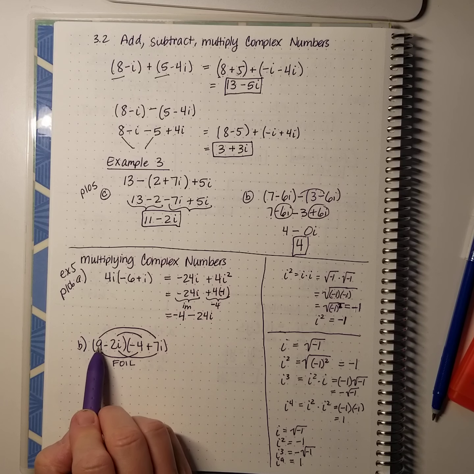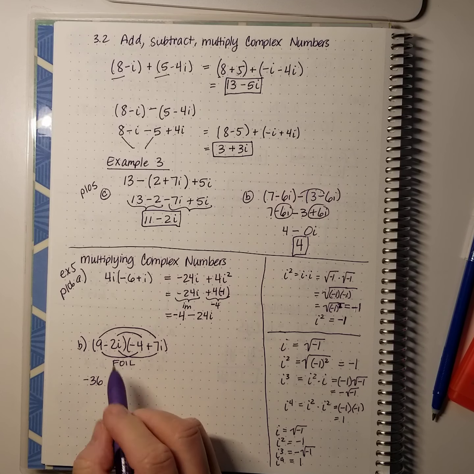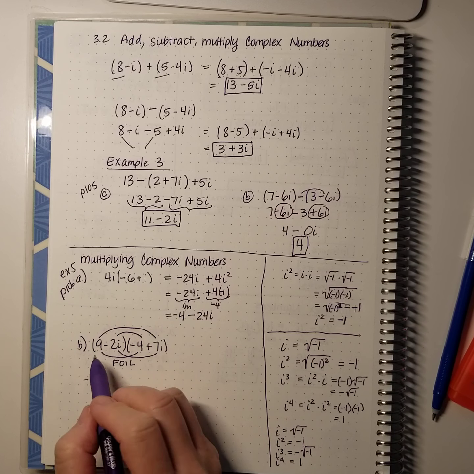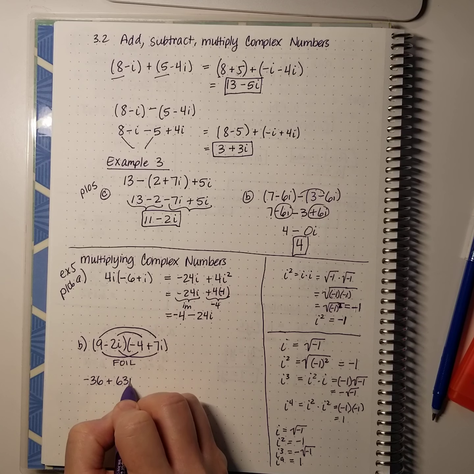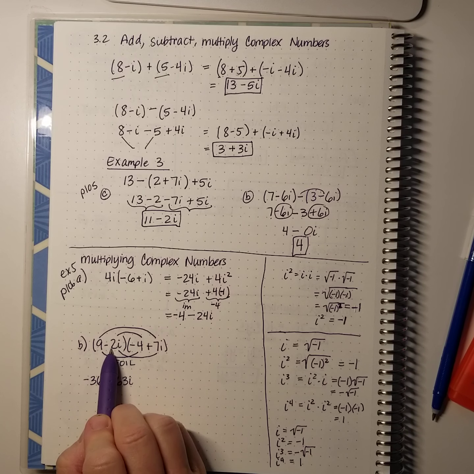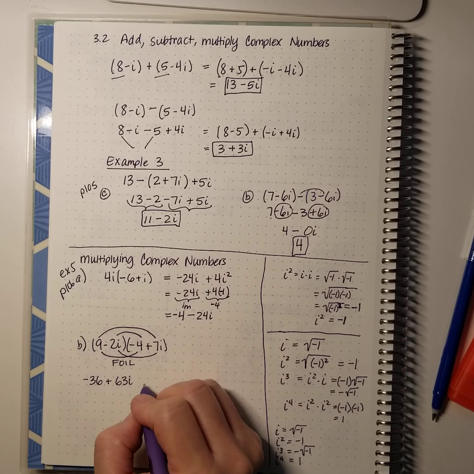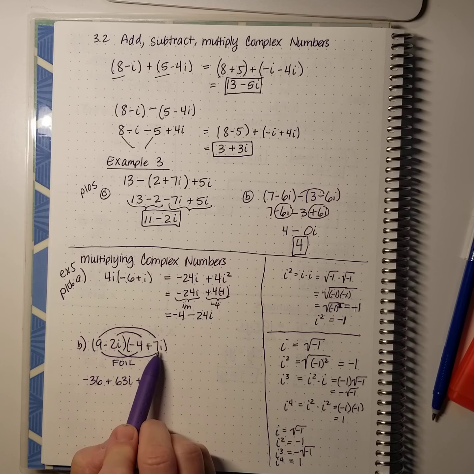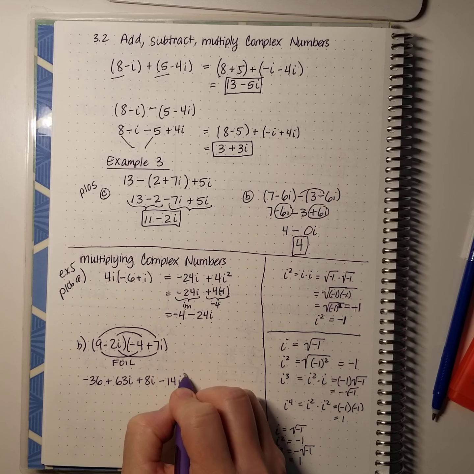But first times first, 9 times negative 4, that's going to be negative 36. Outer times outer, 9 times 7i is going to be 9 times 7, 63i. And then inner times inner, negative 2i times negative 4 is going to be positive 8i. And then negative 2i times positive 7i is going to yield negative 14i squared.